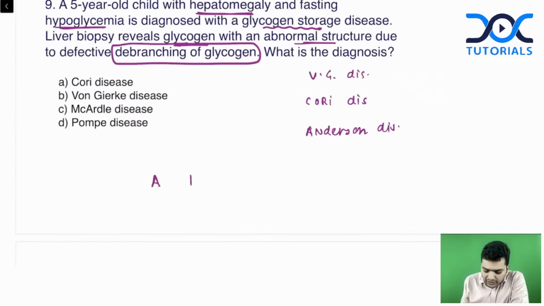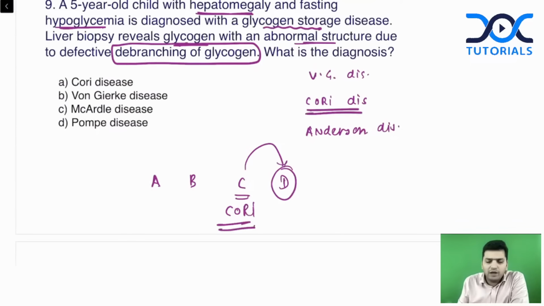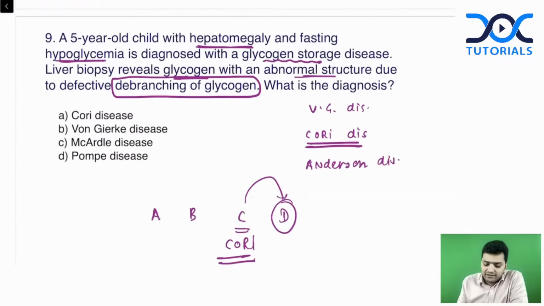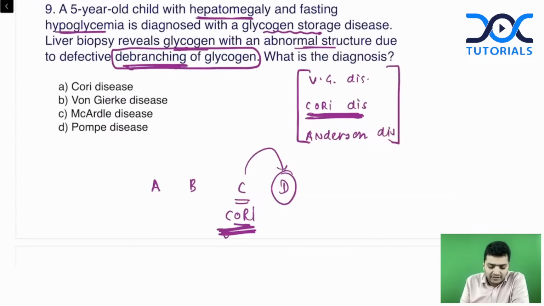We have the mnemonic ABCD. If the debranching enzyme is not there, it is seen in which disease? Cori disease. And does Cori disease lead to hypoglycemia? Yes, it leads to hypoglycemia. So they have said that the glycogen storage diseases leading to hypoglycemia are these 3, and that the debranching enzyme is having the problem. Debranching problem means it's Cori disease. It's a simple one, right?